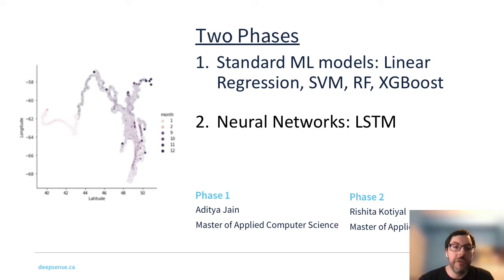We did this work in two phases, both again applied by Master of Applied Computer Science students. In the first, we used standard machine learning models like linear regression, support vector machines, random forests, and XGBoost. In the second phase, we applied a simple deep neural network called long short-term memory machines, LSTM.